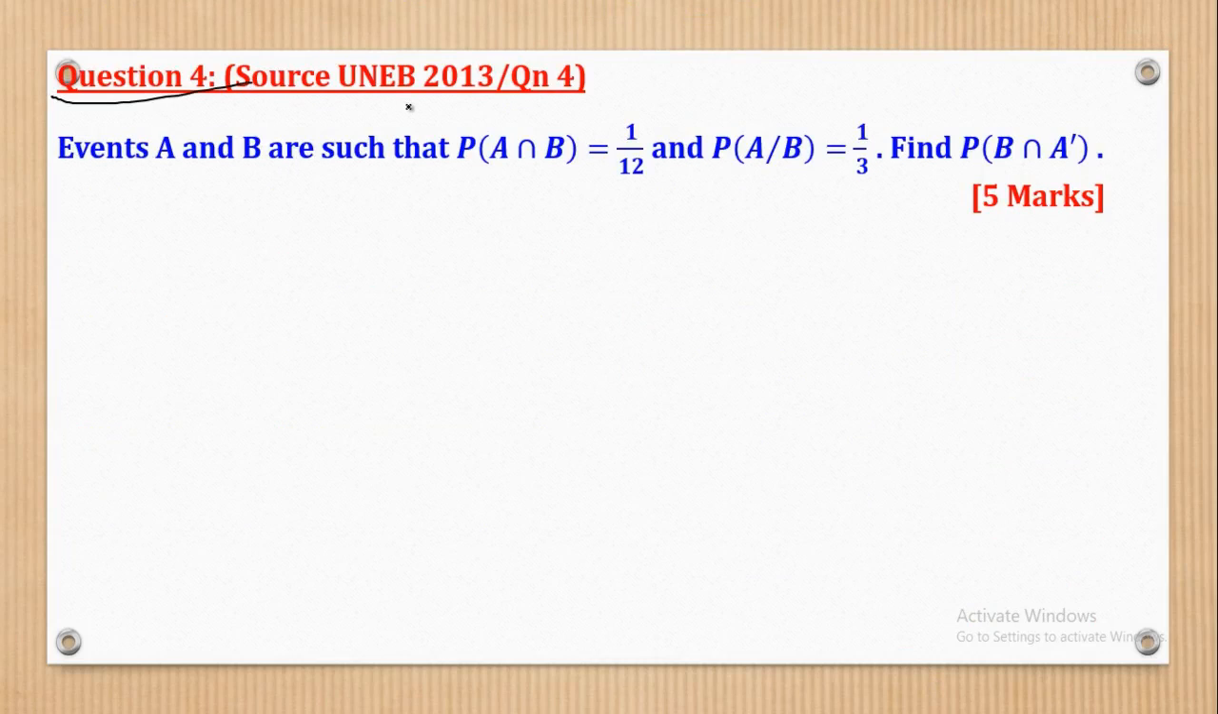So question 4 came from UNEB 2013 paper 2 question 4, and it says events A and B are such that probability of A intersection B is 1/12 and probability of A given B is 1/3. Find probability of B intersection A complement.